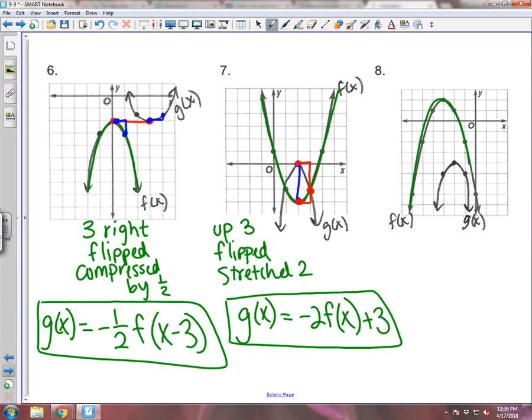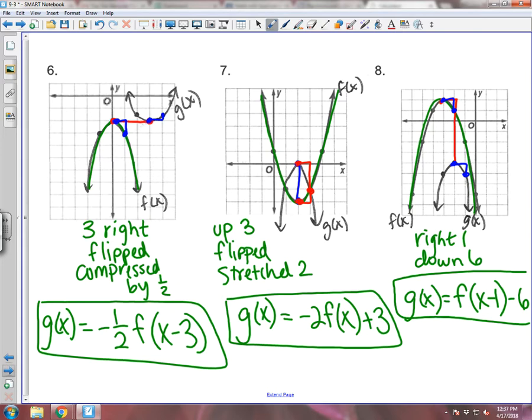Okay, f of x is here. Let's see where it's been moved. It's been moved, looks like, to the right 1. And it looks like it's been moved down 1, 2, 3, 4, 5, 6. It was not flipped. Let's check the width though. F of x is over 1, down 1. G of x is over 1, down 1. So we just had to do some moving here. So my function has to be moved to the right 1 and then down 6.